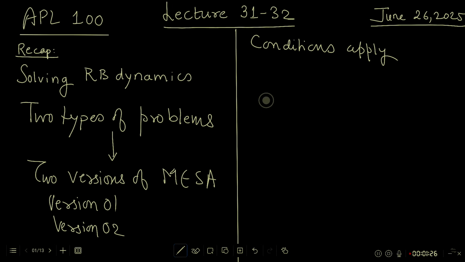If you do not start with these versions, you will have to start with the vector equation, the MESA vector equation. Converting that vector equation to scalar equations will always take some time. We don't want to keep repeating that every time we solve a problem, and thus I have made ready two scalar versions of MESA. That is the motivation. What are the two versions?